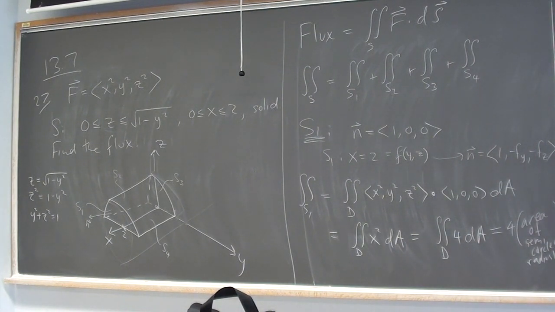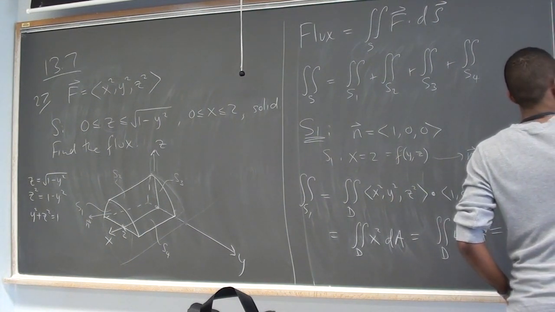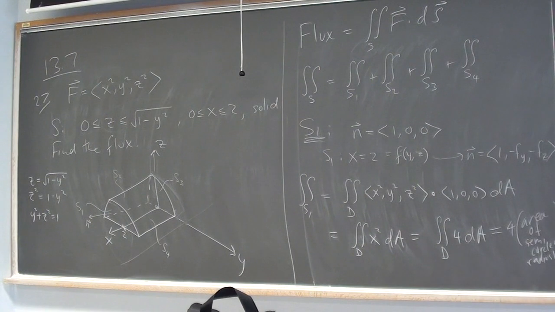And notice for S3, let's just kill this one because it's pretty easy. The surface is x equals 0, and so your normal vector would be minus 1, 0, 0. And so your double integral over S3 would just be the double integral of x squared dA, which is just the double integral of 0 dA. So S3 is actually 0. It doesn't really affect anything. Next, let's do S2.